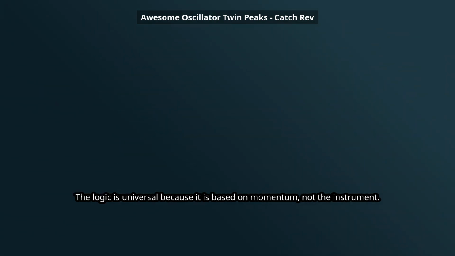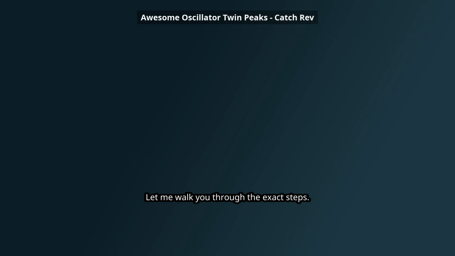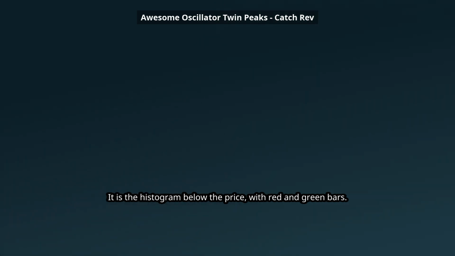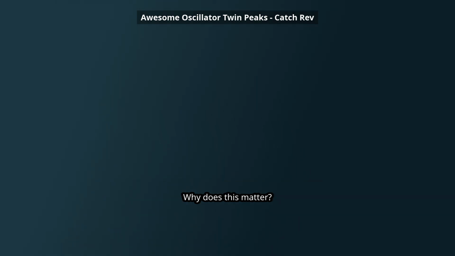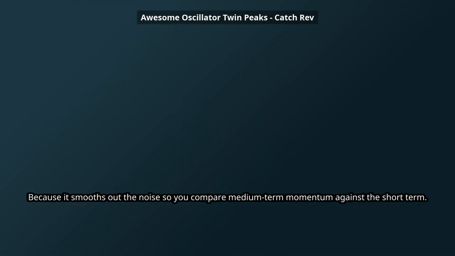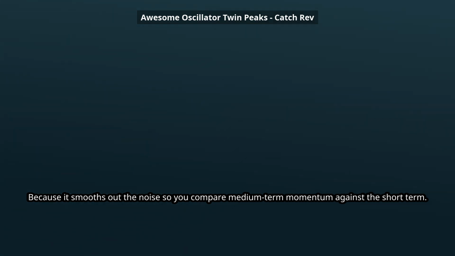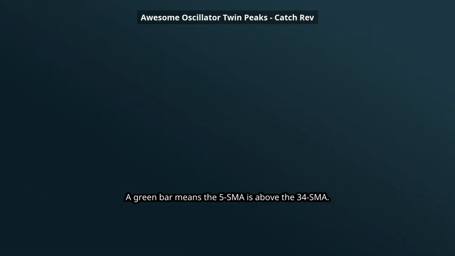Let me walk you through the exact steps. First, you need the Awesome Oscillator on your chart. It is the histogram below the price, with red and green bars. The AO is simply the difference between a 5-period and 34-period simple moving average on the median price. Why does this matter? Because it smooths out the noise so you compare medium-term momentum against the short-term. A green bar means the 5 SMA is above the 34 SMA. A red bar means it is below. That is the base. Do not trade anything until you understand that.